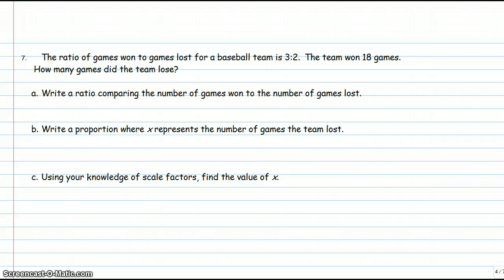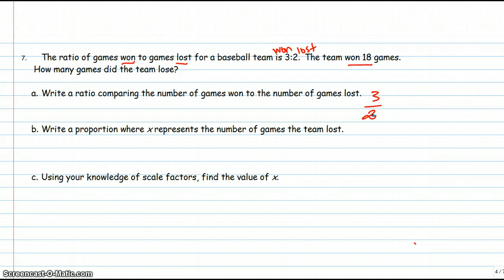All right, the ratio of games won to games lost for a baseball team is 3 to 2. So they've won 3 and they've lost 2. The team won 18 games, so they win a total of 18 games. How many games did the team lose? So first, we're going to write a ratio comparing the number of games won to the number of games lost. Well, they won 3 and they lost 2, so 3 halves.